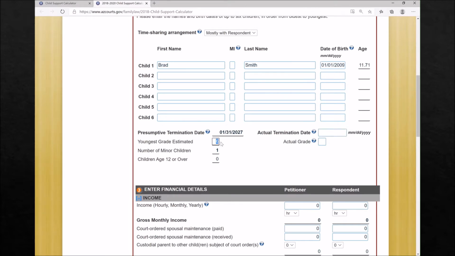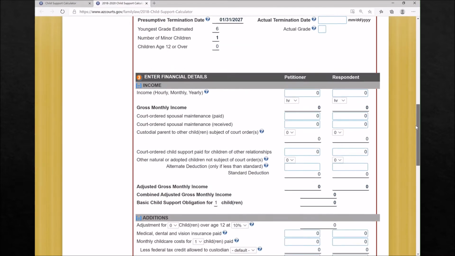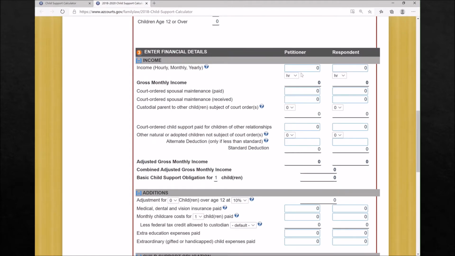The youngest grade estimated is 6. Based on the age, it estimated the grade. If the grade is actually different, you may enter it here. It has calculated the number of minor children under 12 as 1, because our child is only 11.71, so not quite 12 yet.